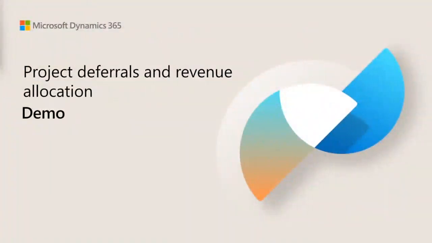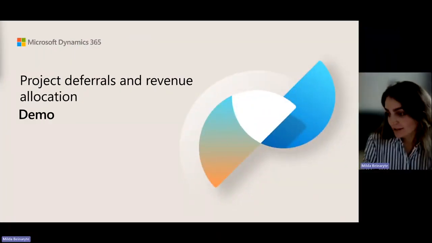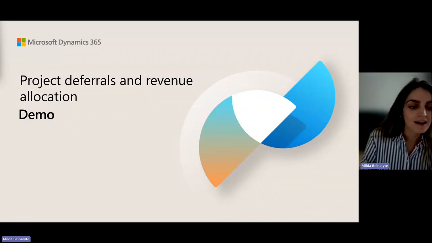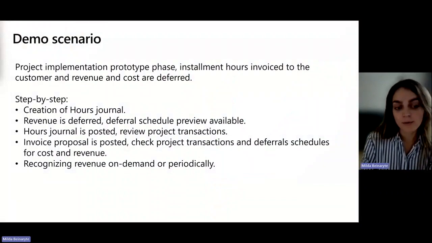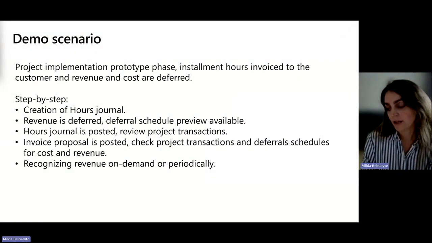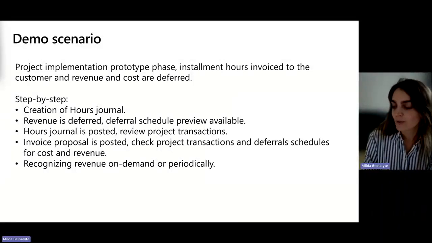For our second case, we're going to look at the project deferrals and revenue allocation. And in this case, we have installment hours invoiced to the customer and revenue on cost and cost deferred. And you can also see step-by-step creation of the hours journal, deferred revenue, and the cost. So let's have a look at that as well.